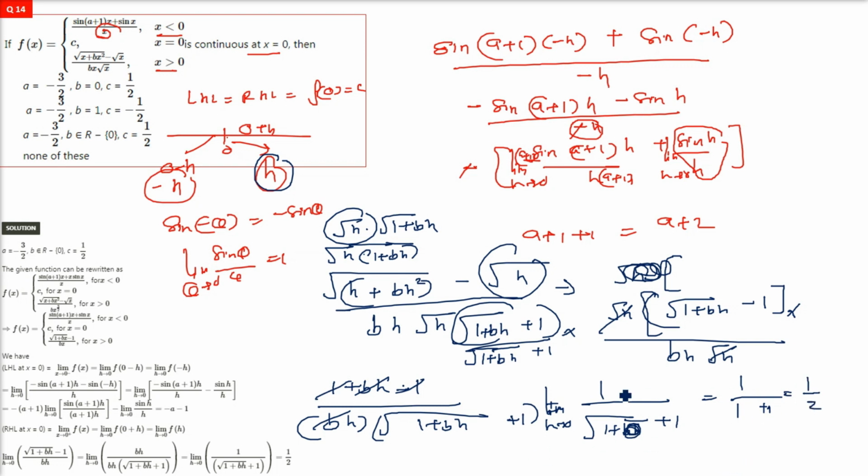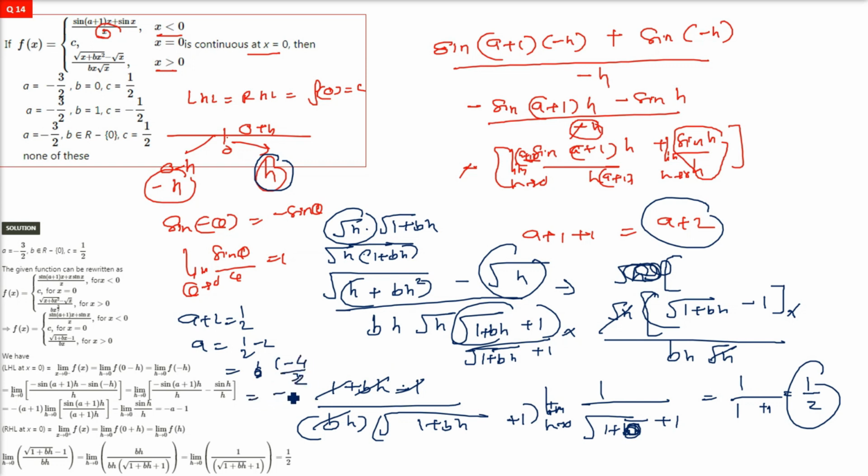Okay. Now a plus 2 is equal to half. From left hand limit you got a plus 2. Right hand limit you got 1 by 2. So a plus 2 is equal to half, a is equal to half minus 2. So 1 minus 4 by 2, that is going to be minus 3 by 2. So what do you get? A is minus 3 by 2.